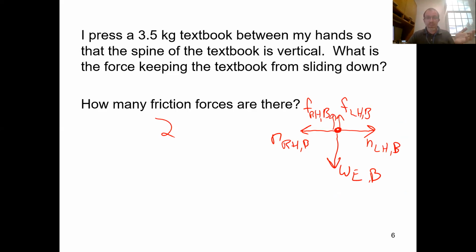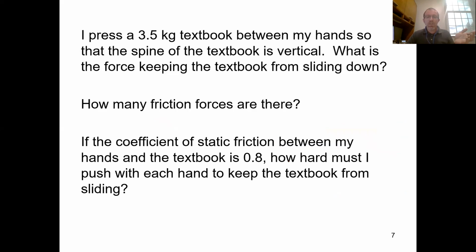Let's see what's next. If the coefficient of static friction between my hands and the textbook is 0.8, how hard must I push with each hand to keep the textbook from sliding? All right. So my coefficient of static friction was 0.8. And my free body diagram, if I'd planned ahead a little better, looks like this. I've got friction, friction, and a normal force.